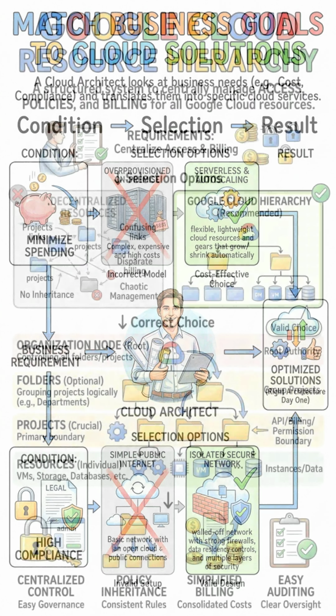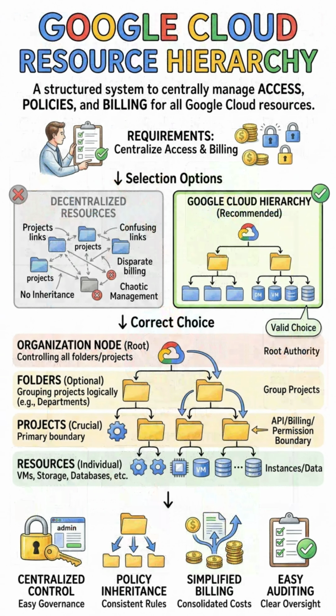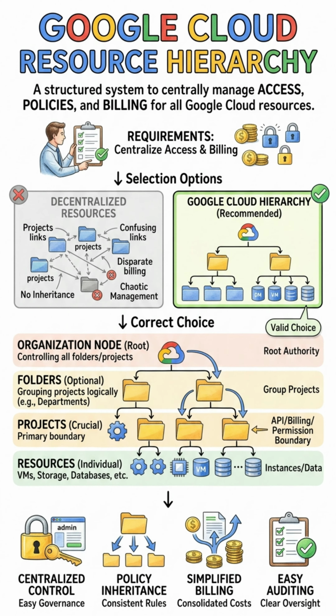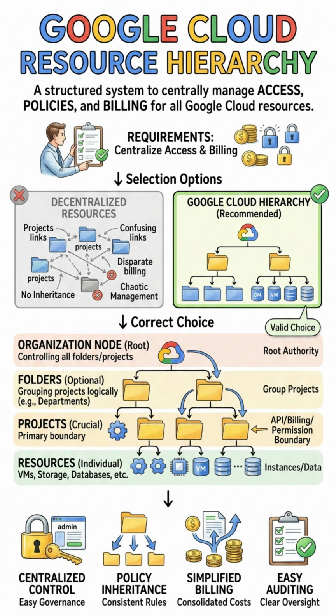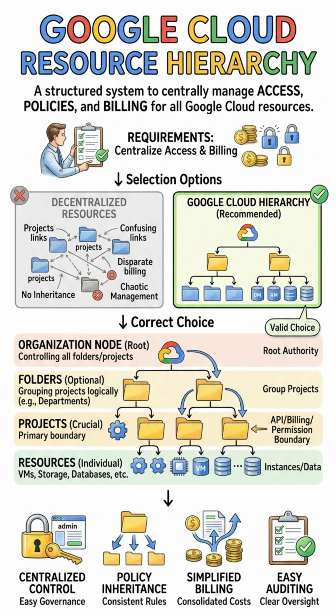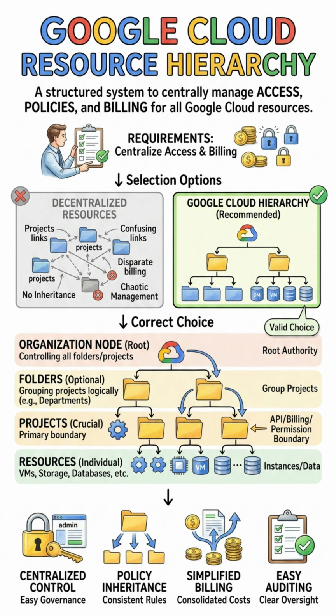Google Cloud organizes all resources into a clear hierarchy that controls access and billing. At the top sits the organization node, followed by folders, projects, and individual resources. Projects act as the primary boundary for enabled APIs, permissions, and billing. Remembering this hierarchy is essential for exam questions focusing on centralized management and policy inheritance.